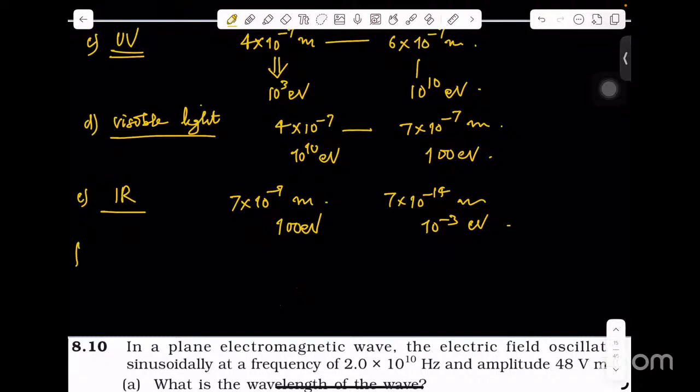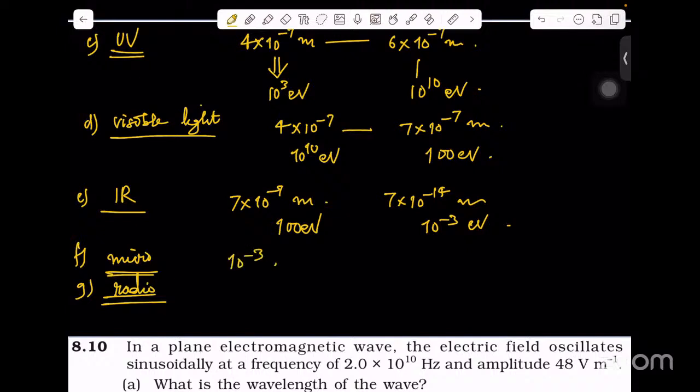Then after IR, we have microwaves and your radio waves. Okay. So similarly, we can find for microwaves, it is from 10 raised power minus 3 electron volts to 10 raised power minus 6 electron volts. And for radio waves, it is 10 raised power minus 6 electron volts.